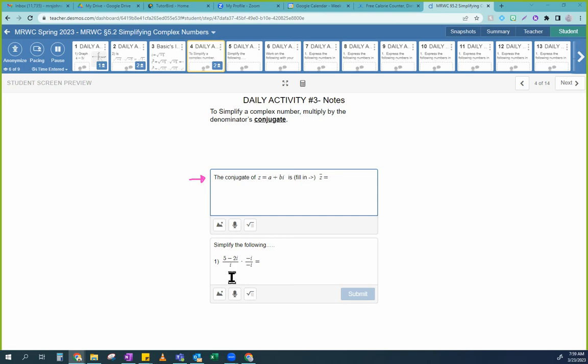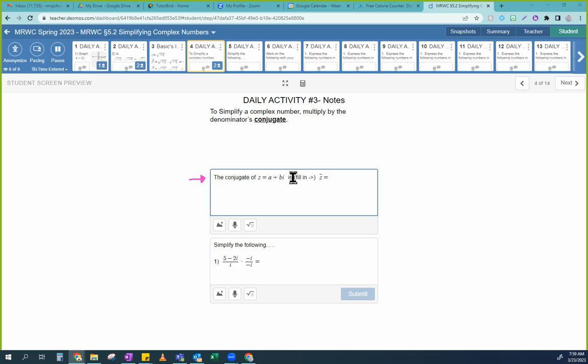So we're going to go over how to simplify these complex numbers when we have a denominator with either a complex or an irrational denominator. So the first thing we need to talk about is the word conjugate. Like the word conjugate, if you've ever taken another language, you conjugate a verb.